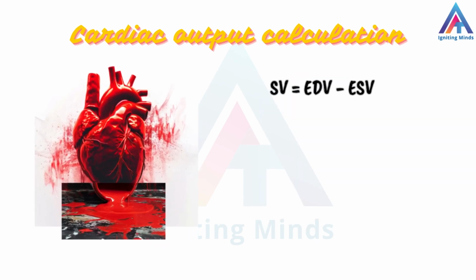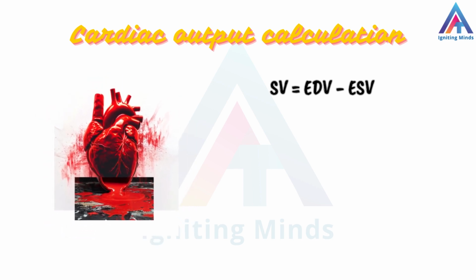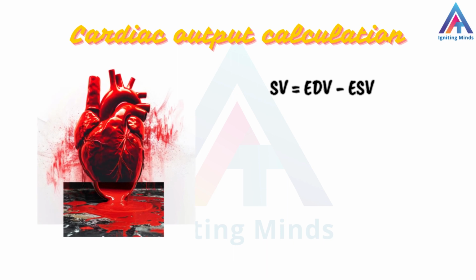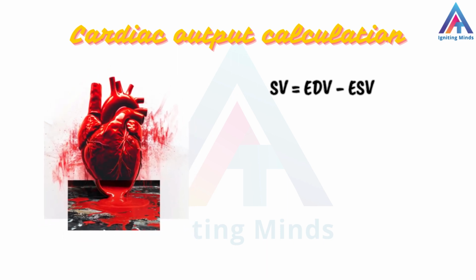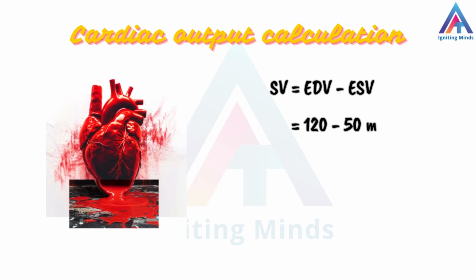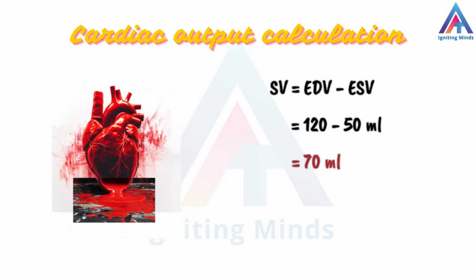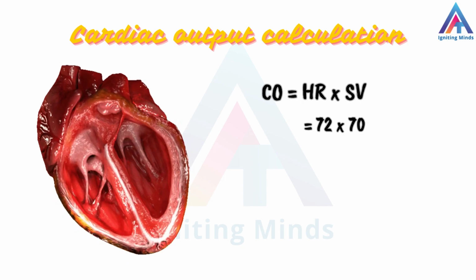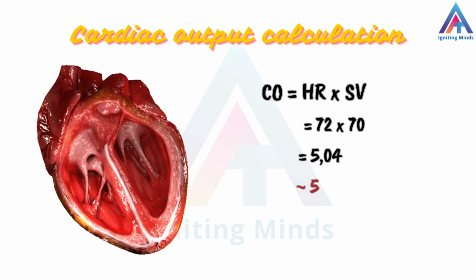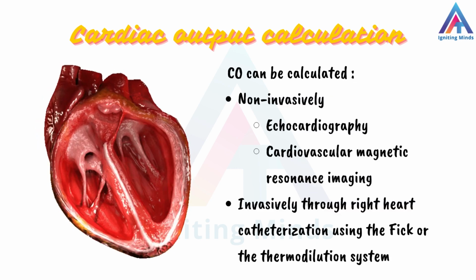So, subtracting the end systolic volume from the end diastolic volume, we can arrive at the stroke volume. That is the volume that remains in the ventricle after filling minus the volume that remains in the ventricle after ejecting will give the volume that was ejected out. That is 120 minus 50 ml is 70 ml as a rough estimate. So, plugging these values into our cardiac output equation, 72 multiplied by 70 equates 5040 ml, and to round it off, 5 liters per minute.